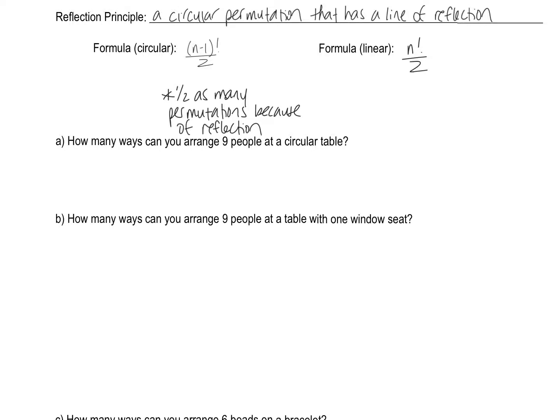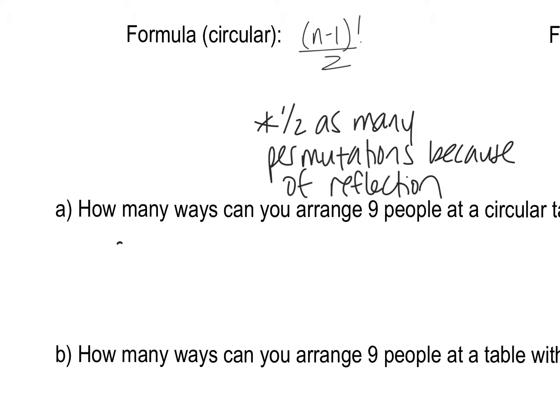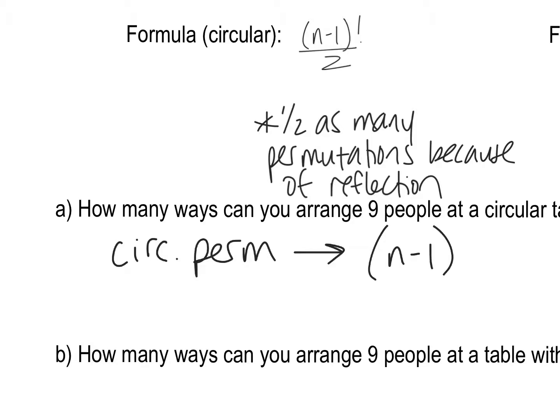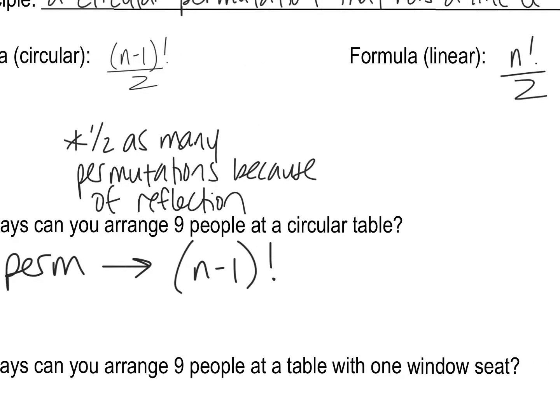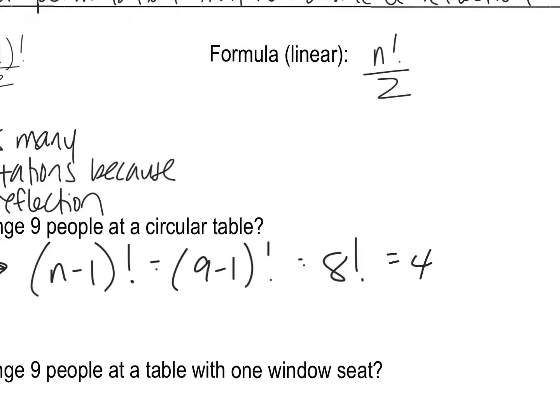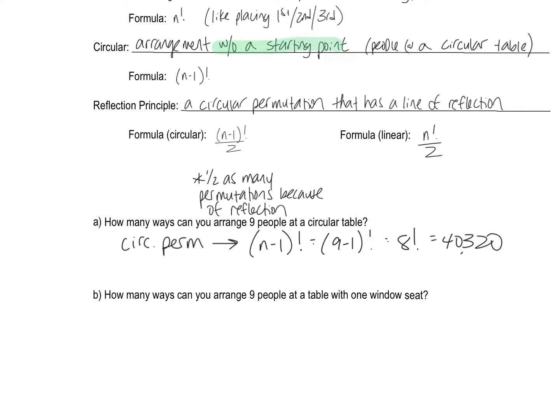So in this case, it is a circular permutation. I'm just using the formula above, n minus 1 factorial. There is no starting point there, and it's 9 people, so 9 minus 1 factorial, which is 8 factorial, which is a pretty big number. It happens to be 40320. Might have that above somewhere.